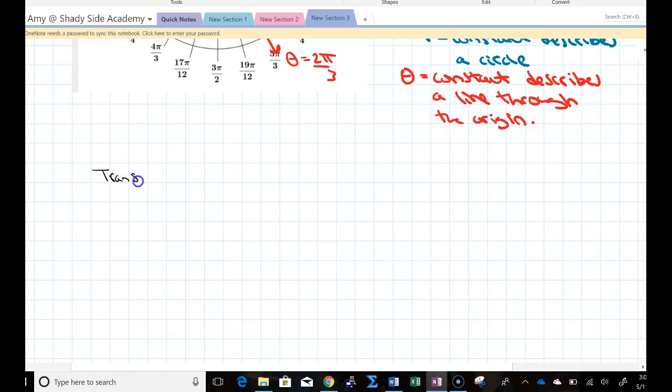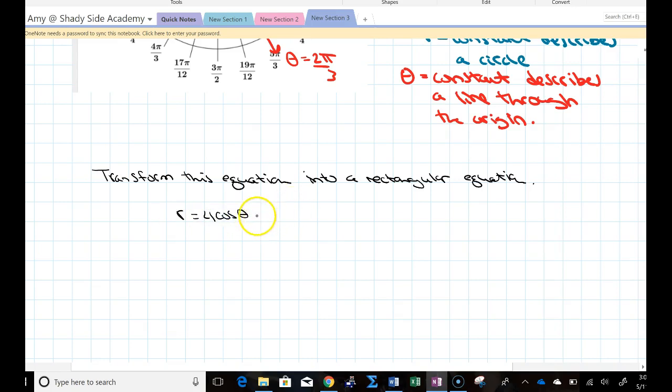Okay, let's see. Transform, how about this? Transform this equation into a rectangular equation. Okay, and I'm just going to pick this one. Let's say I've picked r equals 4 cos theta plus 4 sine theta.